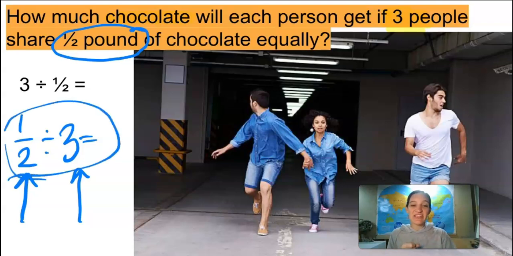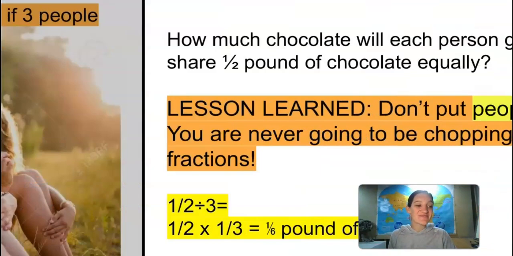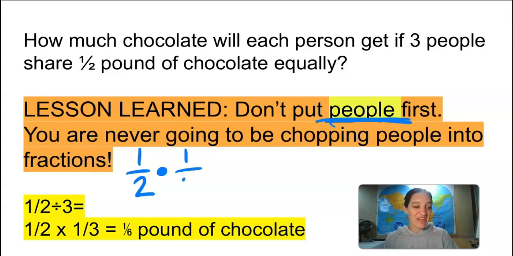If you set it up this way, you're going to end up with a situation that looks a lot more like this. You're going to end up with 3 happy people that all got to share chocolate. So, moral of this story is make sure you don't put people first. Make sure the first number is what is being divided up. So if we have that 1/2 of chocolate and we change it to multiplication, and then we go 1/3 because we're flipping the 3, that'll leave us with 1/6. How much chocolate is that?